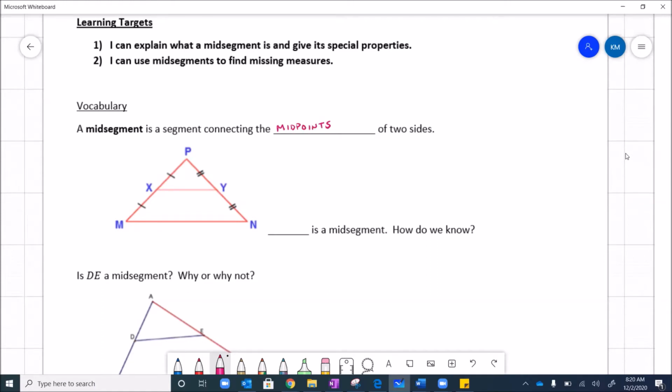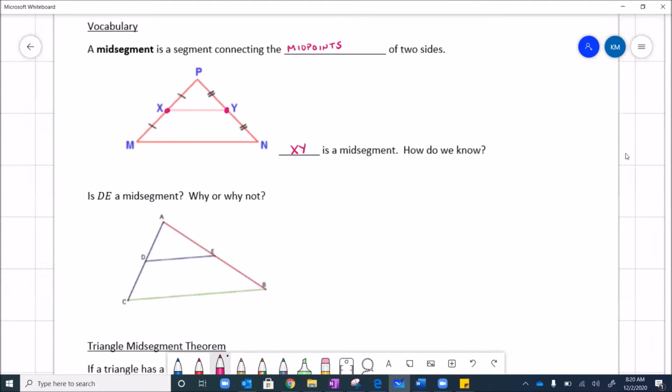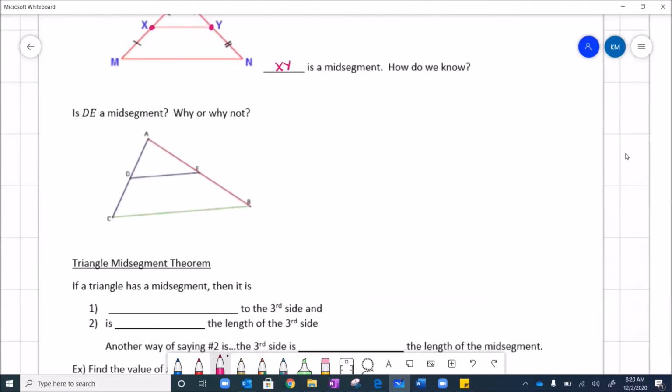Okay, so you'll notice here that XY is a mid-segment. And here's how we know. PX is congruent to XM, so it must mean that X is the midpoint. PY is congruent to YN, meaning that Y is the midpoint. So XY is the segment that connects the midpoints. Okay? So you can write that down. Listen to the explanation.